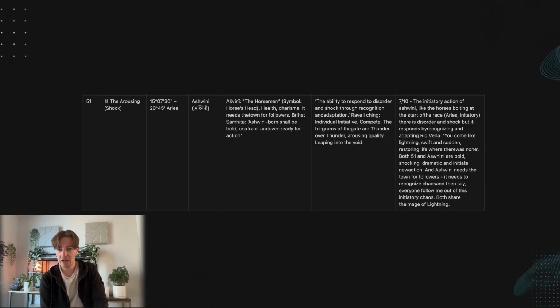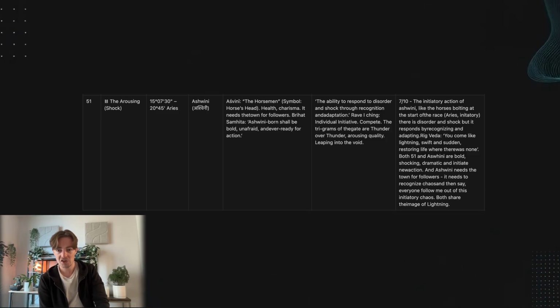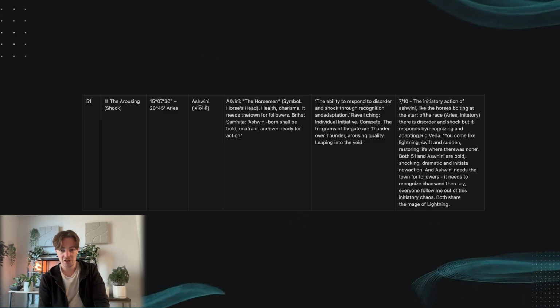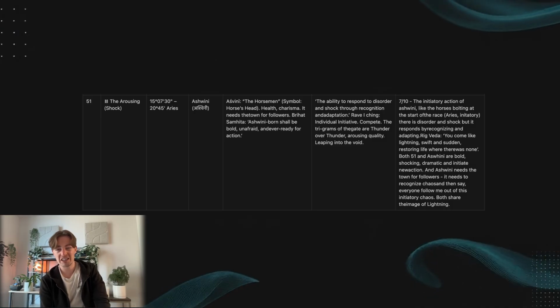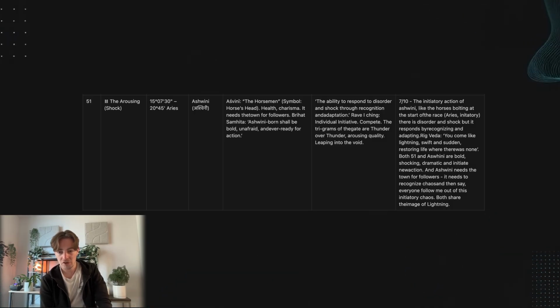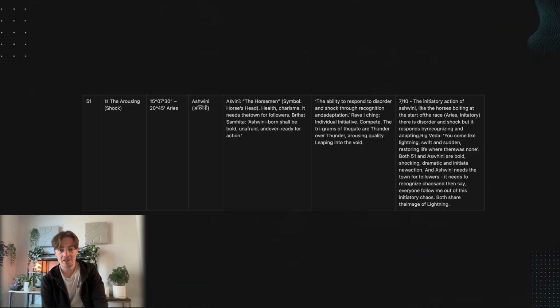And from the Rave I Ching, we have the ability to respond to disorder and shock through recognition and adaptation. The individual initiative, the competition. So this is very much about competition and responding to disorder and shock. This gate of shock and the ability to deal with the shocks of life. And an interesting note is that the trigrams of this gate are thunder over thunder, which is a very arousing quality. This is a shocking quality. It's about leaping into the unknown.